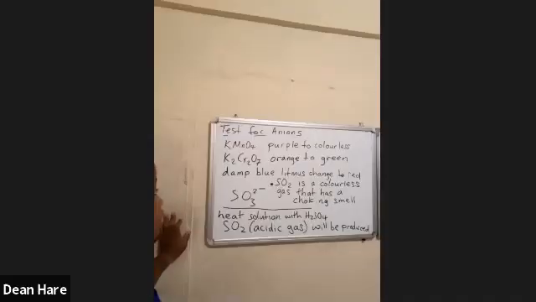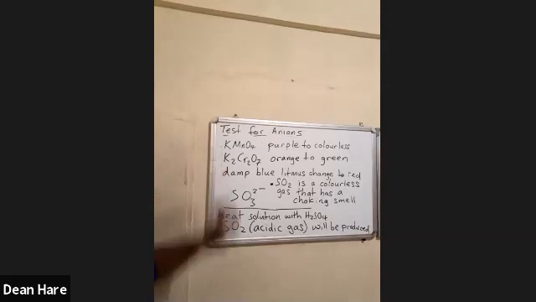When the potassium permanganate changes color, that means it is reduced. That is correct, because remember, it's an oxidizing agent. So if it reacts, it is going to be reduced.